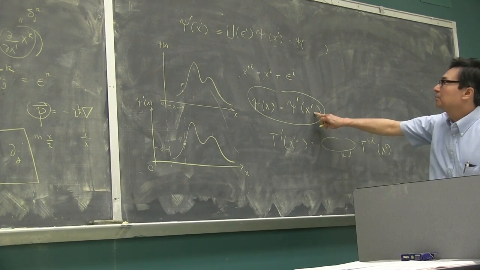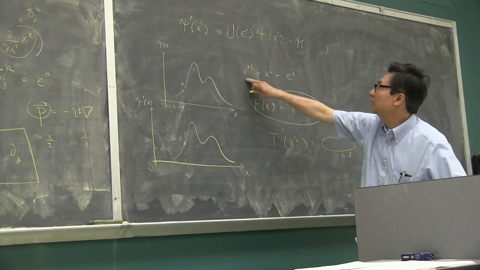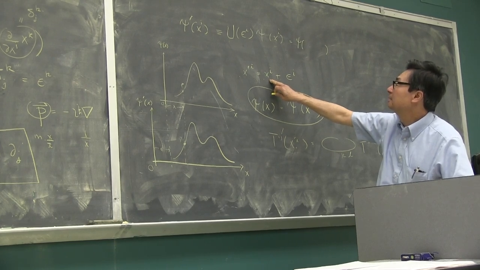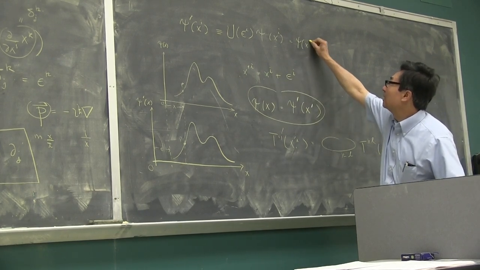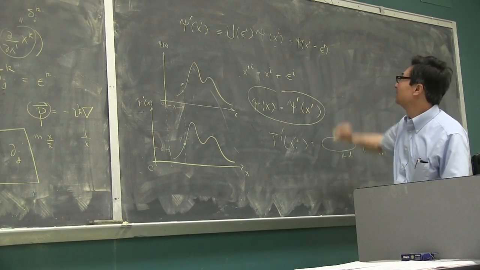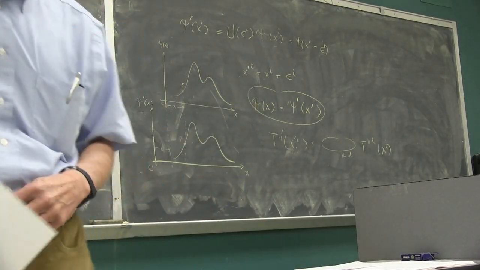The old variable is related to the new variable by this. This is the new variable, this is the old variable, okay? X prime i minus... so it must be x prime i minus. Very good. You see that? The minus sign is important.